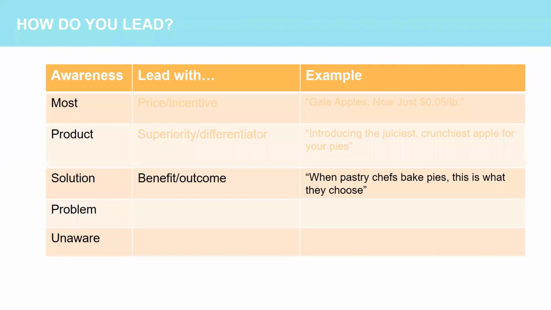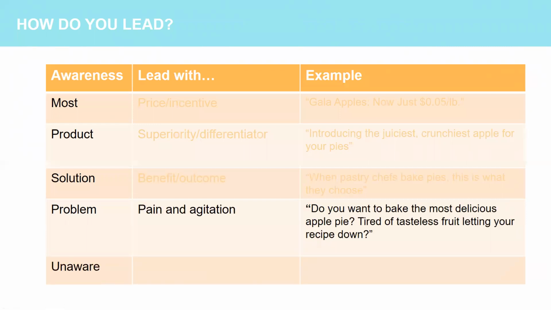For someone who's solution aware, we need to tie the mechanism to the outcome. So we want to lead with the benefit or outcome. So when pastry chefs bake pies, this is what they choose. We're hinting at that underlying desire. Like, hey, you want to be seen like a pastry chef? You want to make a damn good dessert? Well, hey, this is what they choose.